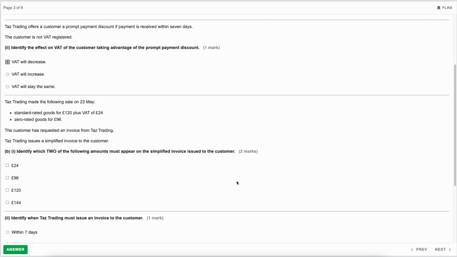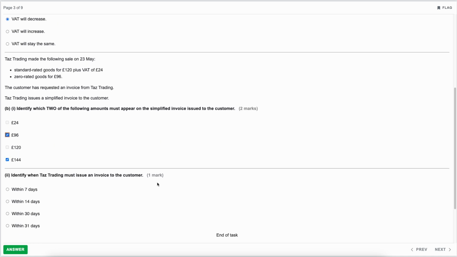On a simplified invoice, we still need to split those out and show a separate line for each. And we need to include those at the gross, or as I say, total value. So it would be 120 plus VAT of 24, so 144, which we can see is the bottom option, and the 96, which, as it's zero rated, would just be simply 96.